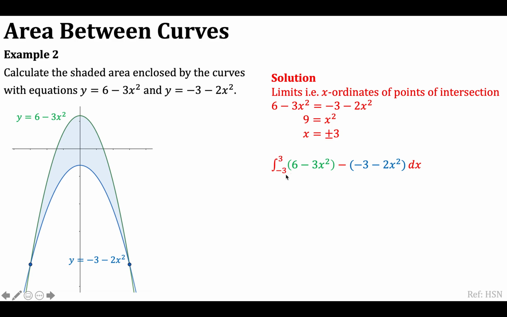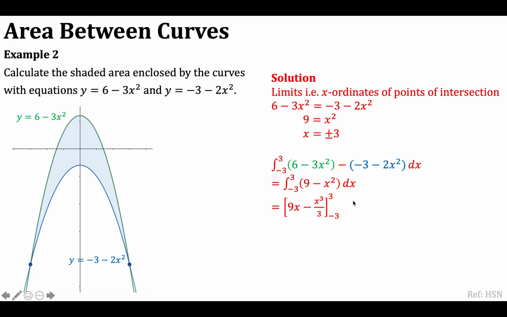So I'm integrating between negative 3 and 3, 6 minus 3x squared minus negative 3 minus 2x squared, and I'm integrating with respect to x. Now hopefully you can see that that will simplify here, so I'm actually integrating 9 minus x squared. And that will give me 9x minus x cubed over 3. My limits were negative 3 and 3.